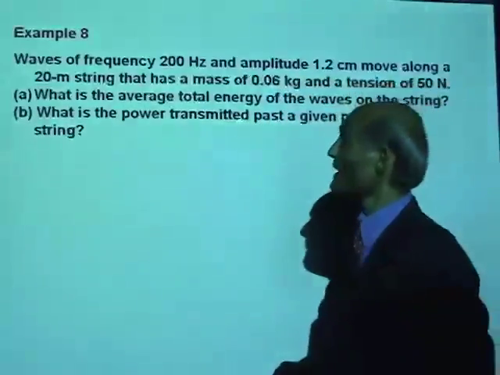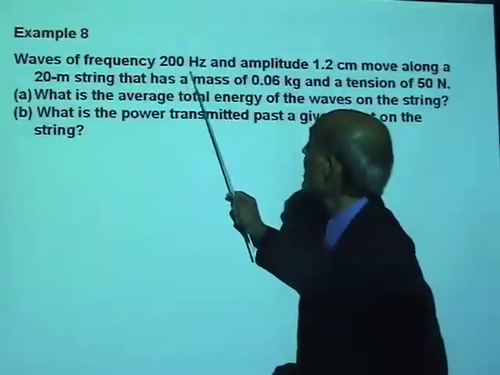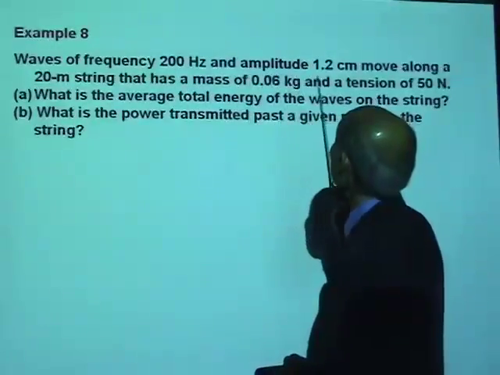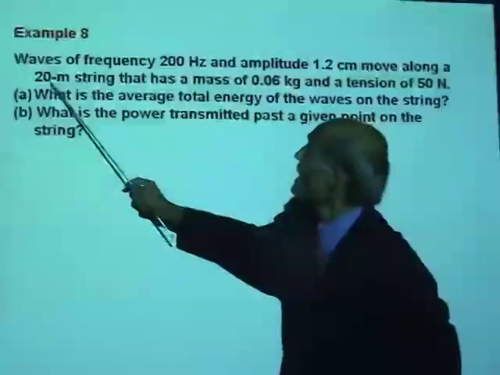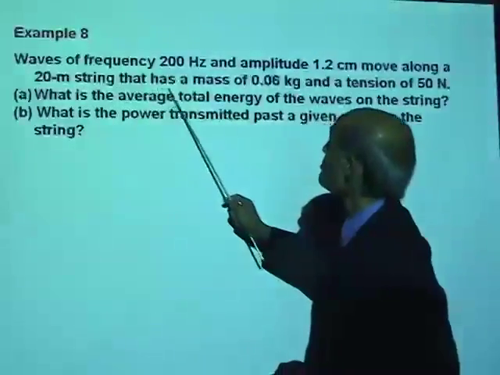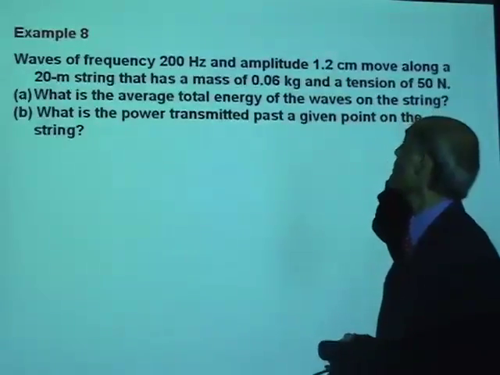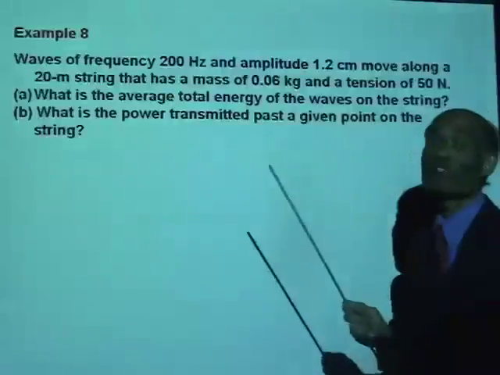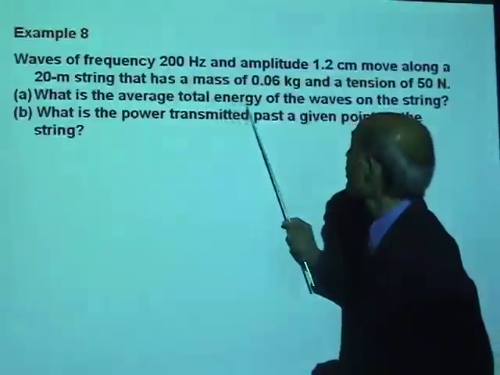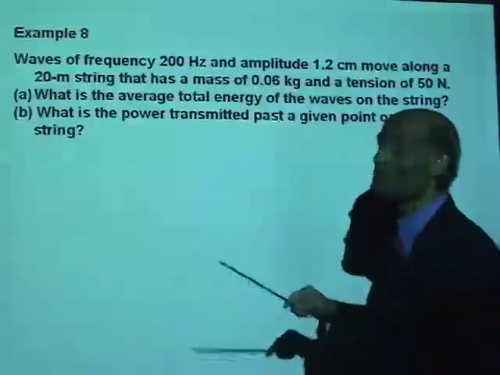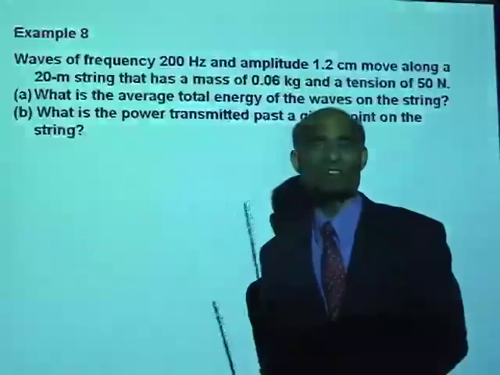Alright, let's try another one. Waves of frequency 200 Hertz and amplitude 1.2 centimeter move along a 20 centimeter string that has a mass of 0.6 kilogram and a tension of 50 Newton. What is the average total energy of the waves on the string? What is the average energy transmitted along the string?